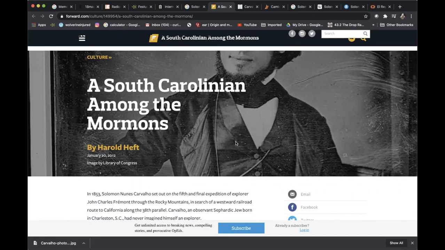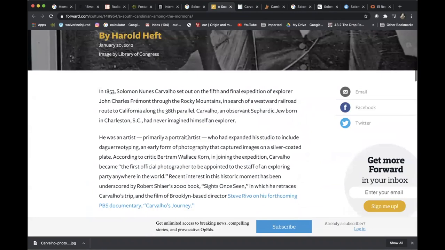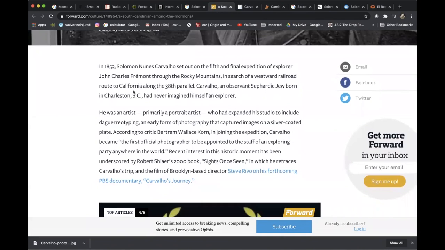It says in 1853, Solomon Nunez Carvalho set out on the fifth and final expedition of explorer John Charles Fremont through the Rocky Mountains in search of a westward railroad route to California along the 38th parallel. Carvalho, an observant Sephardic Jew born in Charleston, South Carolina, had never imagined himself an explorer. Again, what? Carvalho's a Sephardic Jew from Charleston, South Carolina. Oh, really? Is that a pattern?